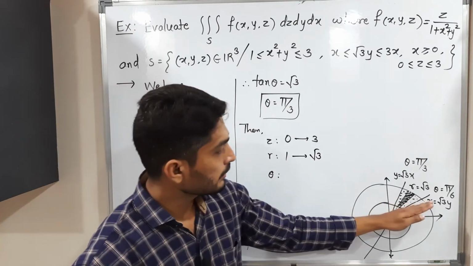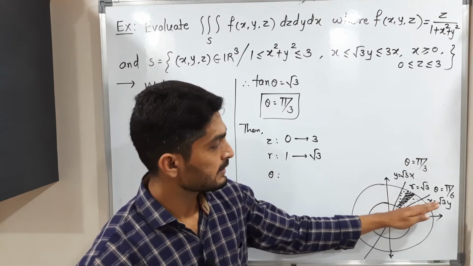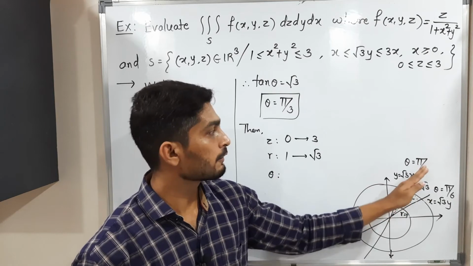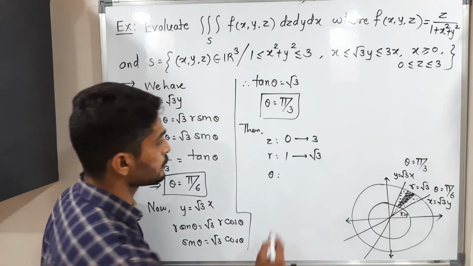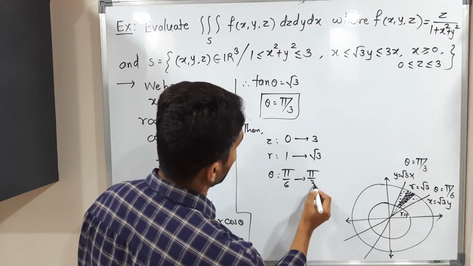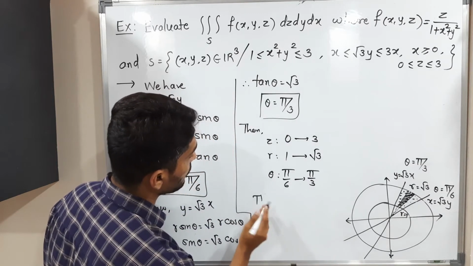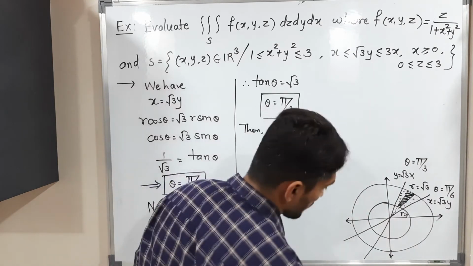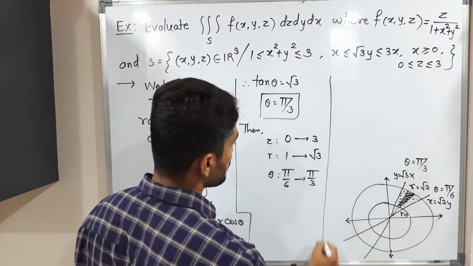Getting? And the strip will move like this. It will start at theta is equal to pi by 6, rotate like this, and finish at theta is equal to pi by 3. So limits of theta will be pi by 6 to pi by 3. Then, since now we have to solve the integration, I will make a partition here.